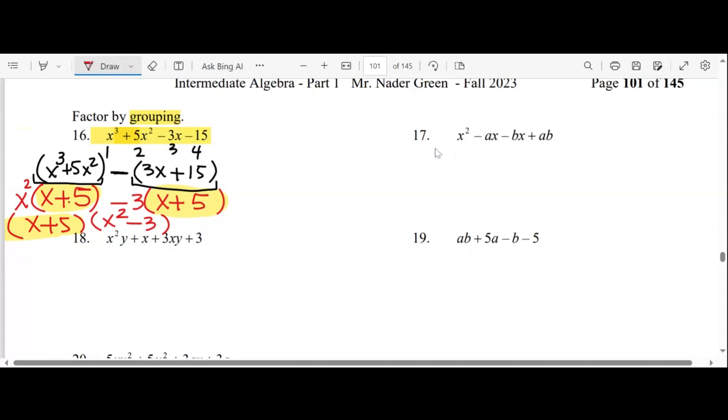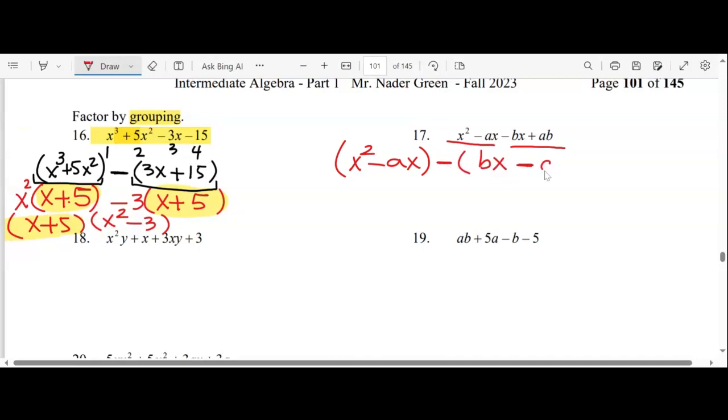Let's do number 17. You will understand. The more we do, the more you understand. Here I have how many terms? 4. I can take any two, but to make it easy, we take the first two and the last two. So I take the first two, x squared minus ax. Okay, this together. And then I get minus b, and then you have bx.